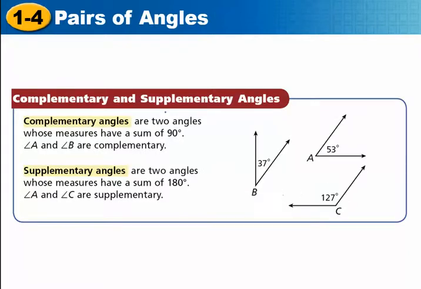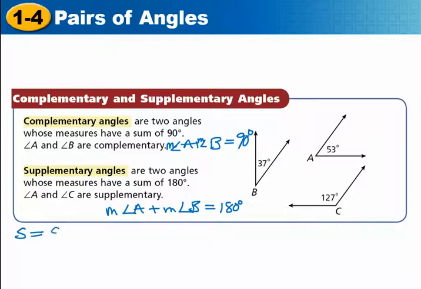Okay, two more words for today are complementary and supplementary. You have to know the difference here. You have to memorize which one's which. Complementary is when you have two angles whose measures have a sum of 90. So the measure of angle A plus the measure of angle B has to equal 90 degrees. Supplementary is when you add the measures of the two angles up and you get 180 degrees. Some people remember it as supplementary starts with an S, and so does straight line.